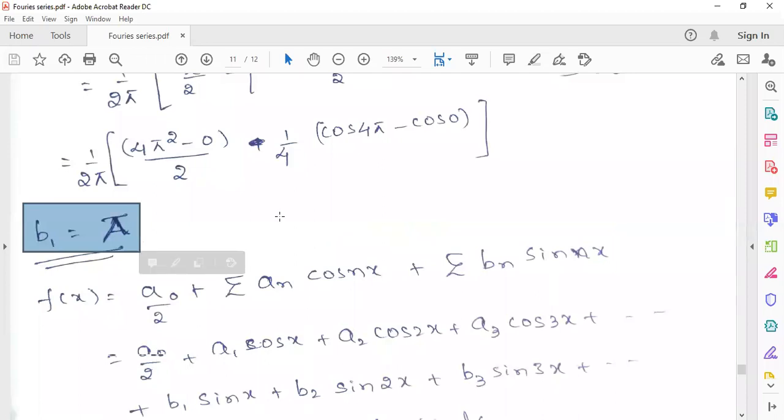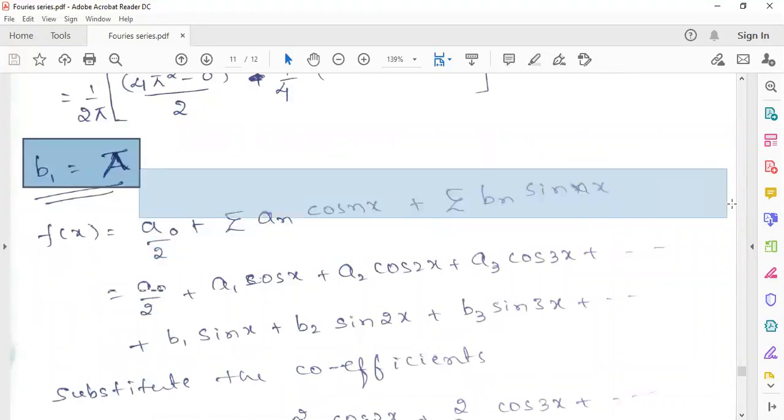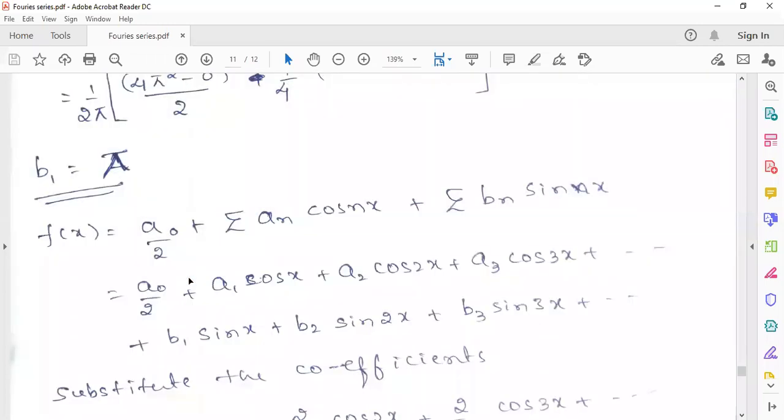Is it clear? Understood all of you up to here? Yes, sir. So now you have to put f of x equals the function series form, a0 by 2 plus an cos nx plus bn sin nx. So now you put the value of a0.